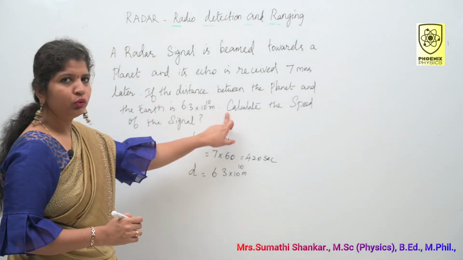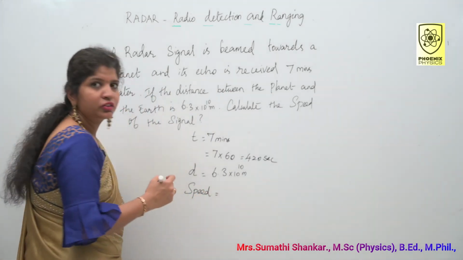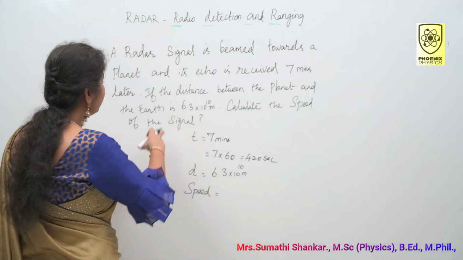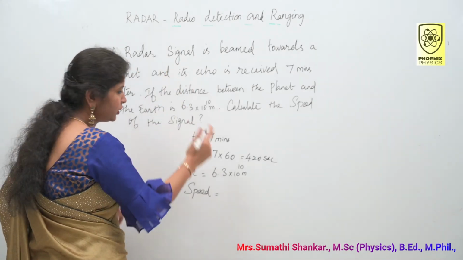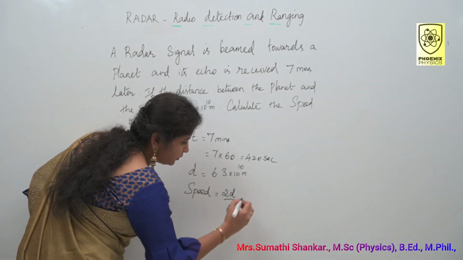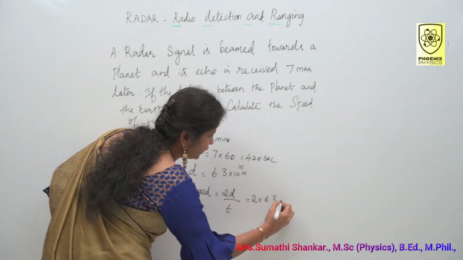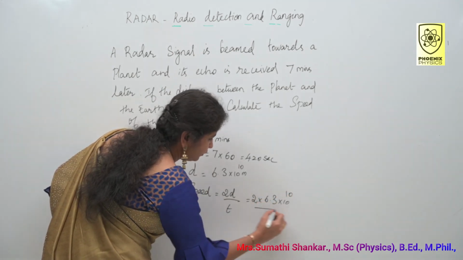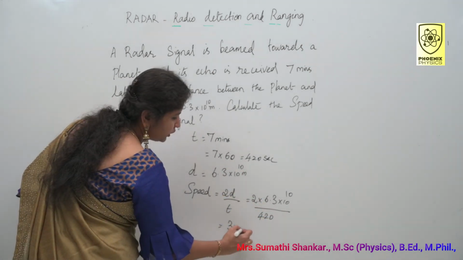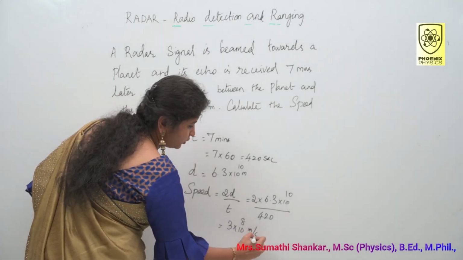We have to calculate the speed. So how do you calculate the speed? Speed is nothing but the distance traveled by time taken. Here we are sending a radar signal, so the distance is 2d divided by t. Okay, so substitute the values. d is equal to 6.3 into 10 to the power of 10, divided by t is equal to 420 seconds, giving 3 into 10 to the power of 8. What is the unit for speed? Meter per second.